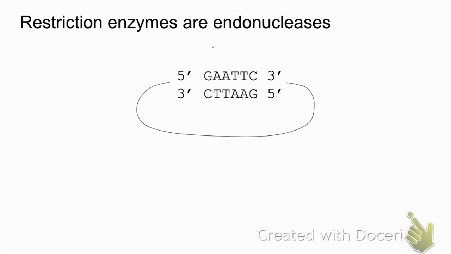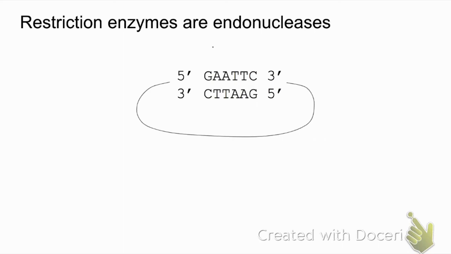Let's take a look at this particular restriction enzyme site for the restriction enzyme EcoR1. You'll note this sequence in the 5' to 3' direction reads GAATTC. And this is the case for both the top and bottom strand of the DNA. And so we say that this sequence is palindromic. Restriction enzymes recognize palindromic sequences such as this one.